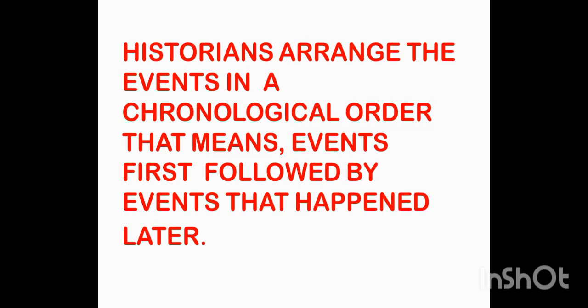Our next topic: what do dates mean? Historians arrange the events in a chronological order. That means the event that happened first is followed by the events that happened later. How do we say a date? Say, for example, 26 2020. But how can we say that this is 2020?